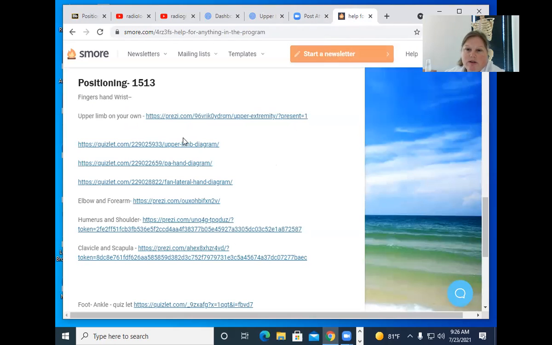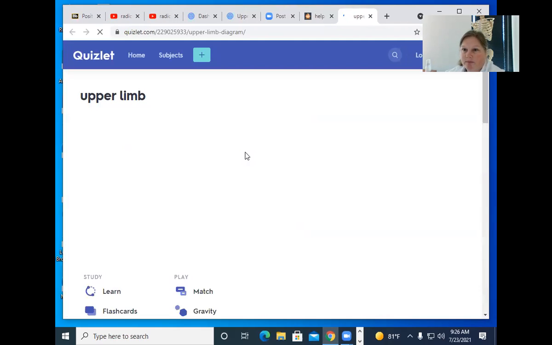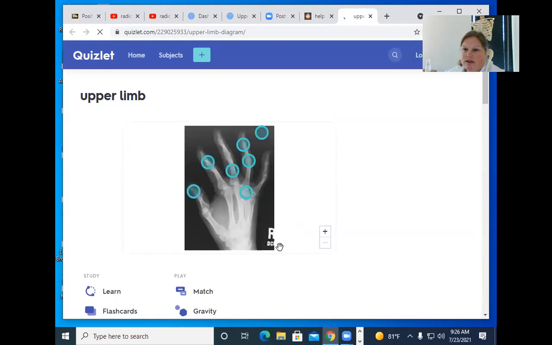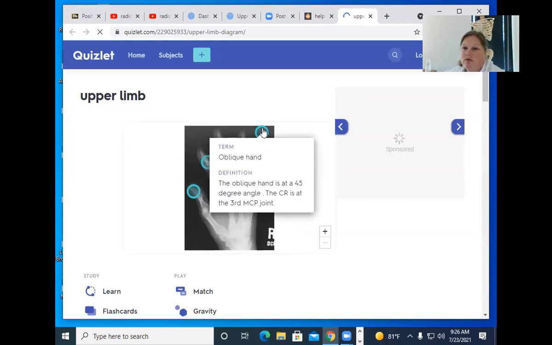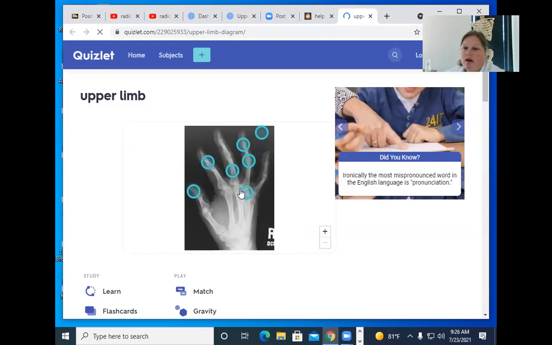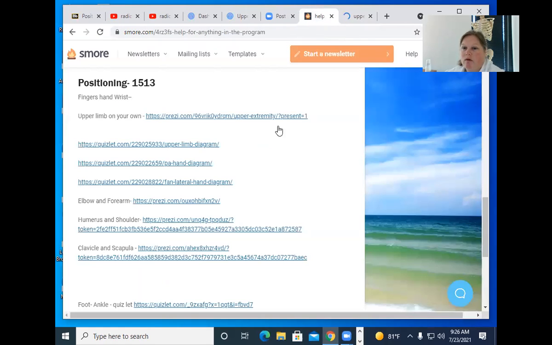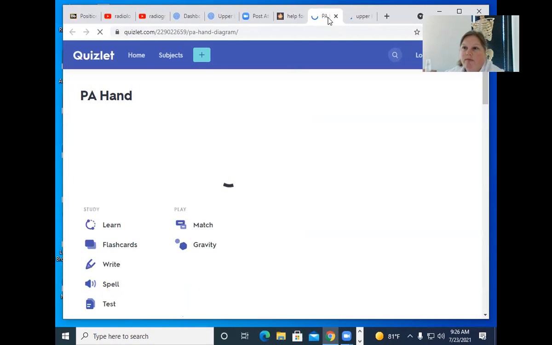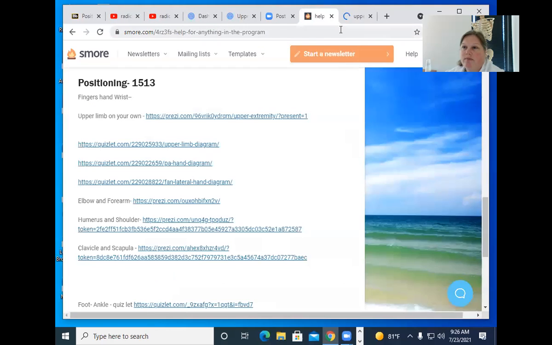So for some of the Quizlets that I'll link, I'm going to go just to one or two here. This has a radiograph, and then you can click on it and see the anatomy that is here for you to review, and you can play games to learn it. That's one. That's that one.